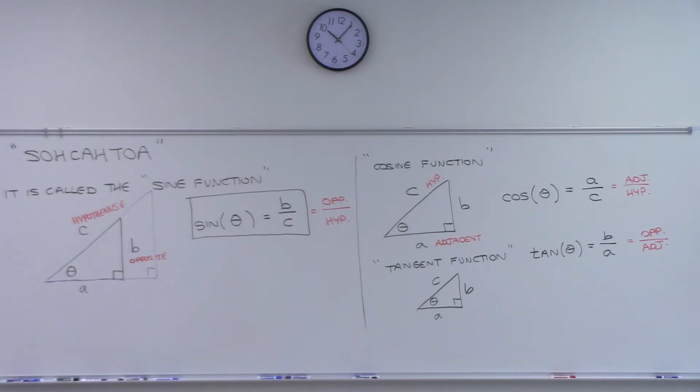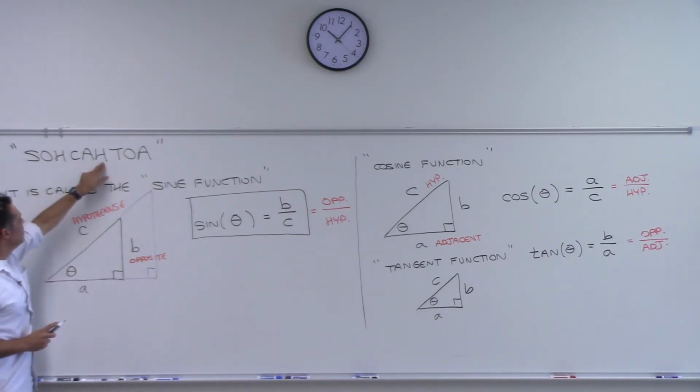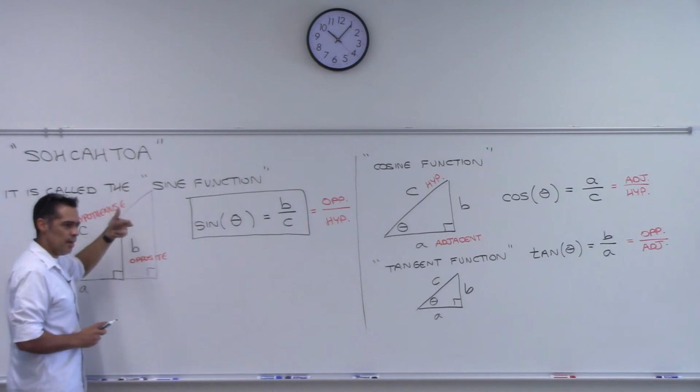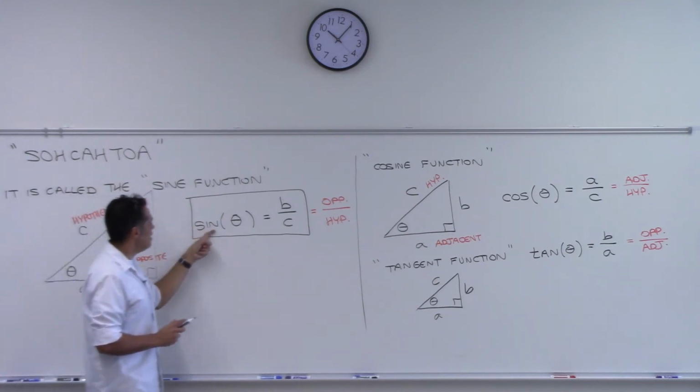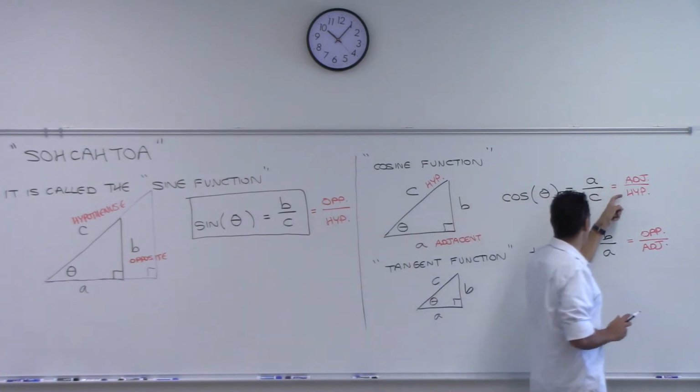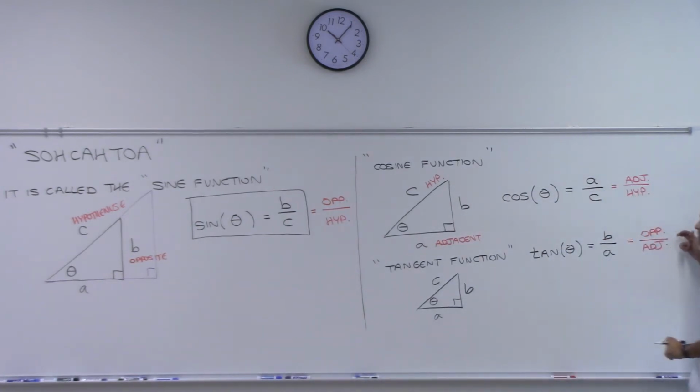SOHCAHTOA. So what is nice about this? Sine is opposite over hypotenuse, right? Cosine is adjacent over hypotenuse, and tangent is opposite over adjacent. So it's just a nice, cute way that you can remember these things quickly. You all see it? Sine, opposite over hypotenuse. Cosine, adjacent over hypotenuse. Tangent, opposite over adjacent.